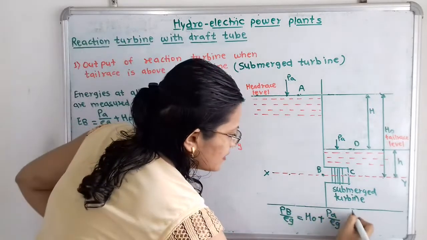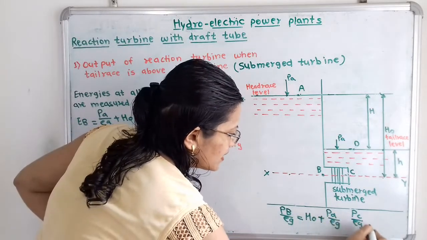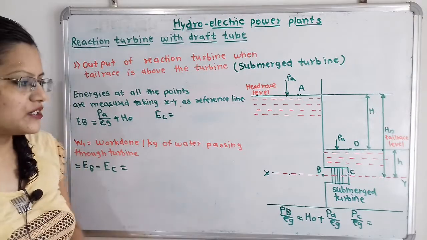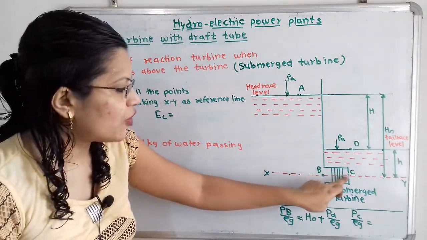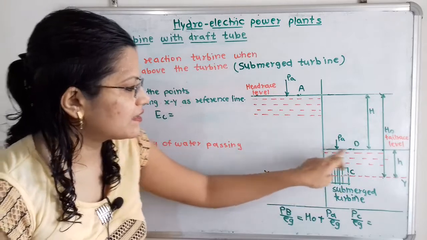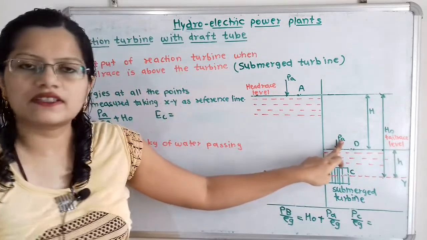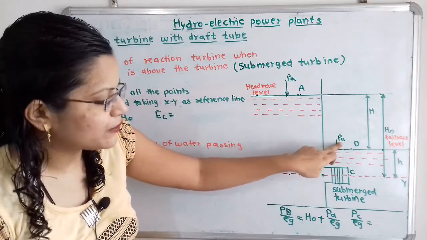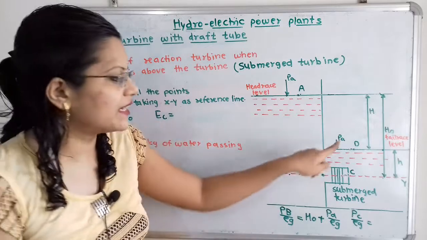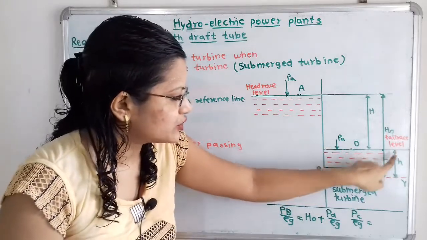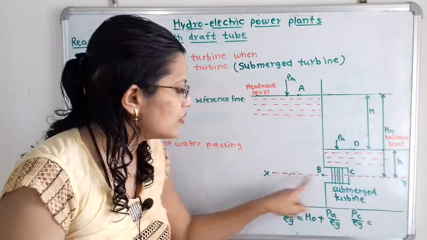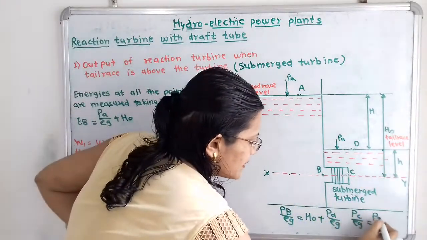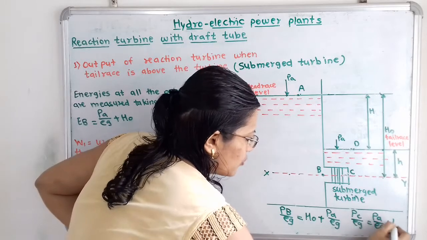So if I take here PC by rho g, then how can we write it in a different way, that is in terms of atmospheric pressure A. Now this point C, if we observe here, is below the tail race level, and above this tail race level is the atmospheric pressure. So we can add here PA by rho g, that is this pressure head, plus this height h, because the height from the tail race level to the line XY is h. So we will write here PA by rho g plus small h.